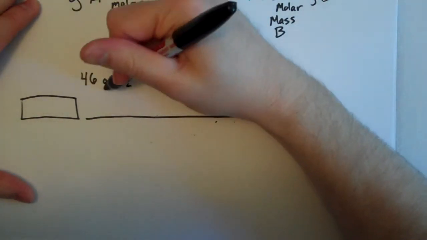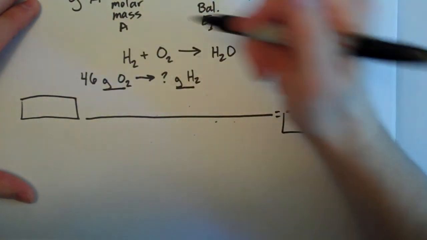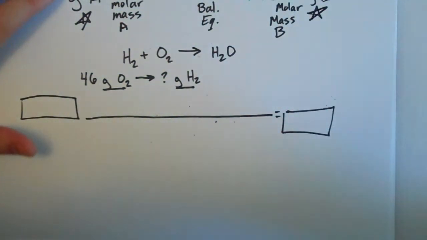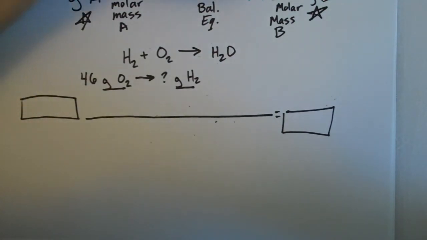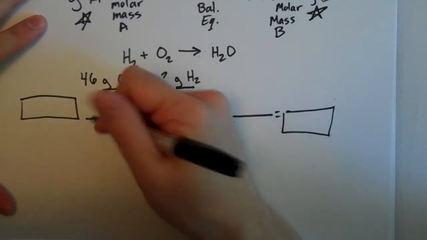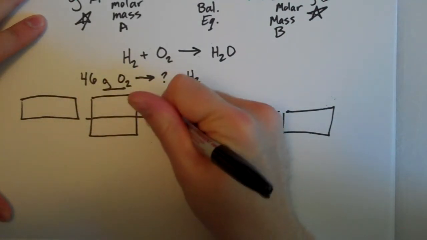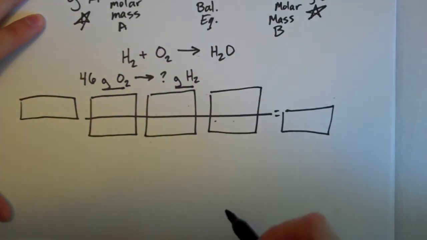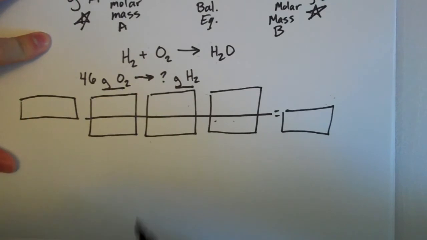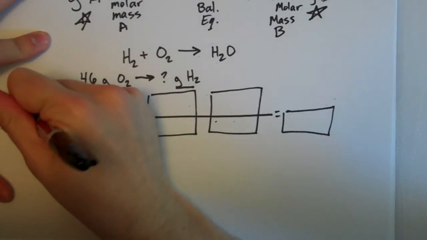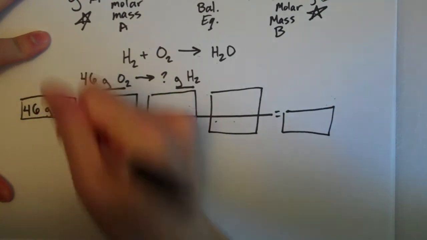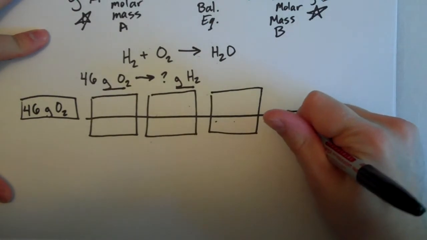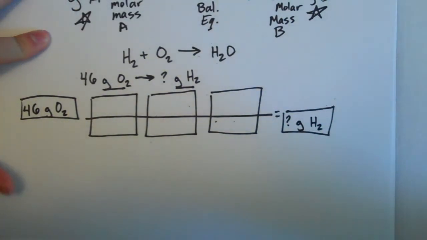Okay, looking at this, I notice that I'm going from grams of one thing to grams of something else. So I'm going from grams of substance A all the way over here to grams of substance B. That means that I need 1, 2, 3 dominoes, okay? So I need 3 dominoes here in the center. Now, the number that I'm given in this problem is 46 grams of O2. So we're going to go ahead and put 46 grams of O2 in the top left-hand corner, okay? On the bottom right, we're going to put question mark grams of H2.